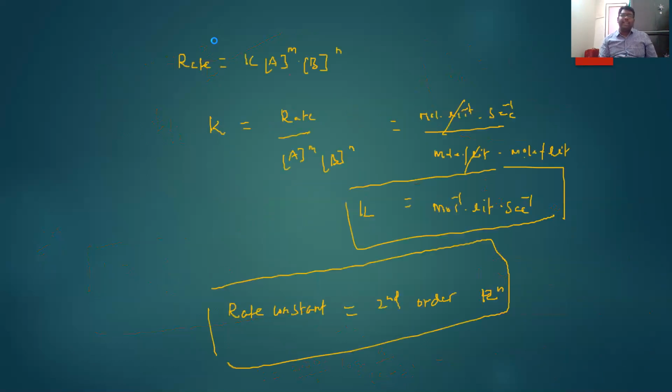Next, the second order reaction. The half-life of a second order reaction is directly proportional to 1 by a, so t half is equal to 1 by K a. This is the simple explanation of order of reaction, half-life time and units for zero order, first order and second order reactions.